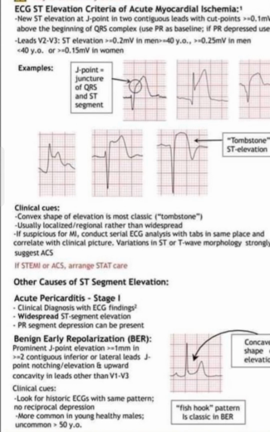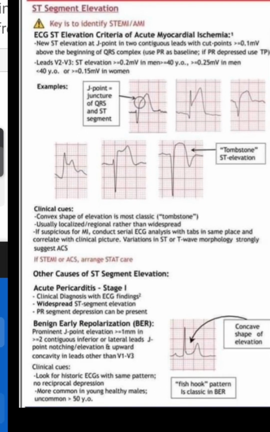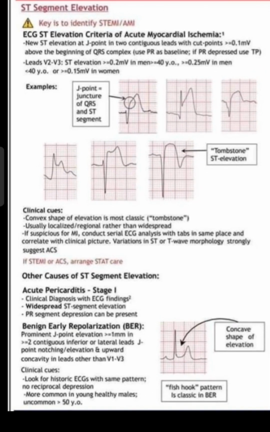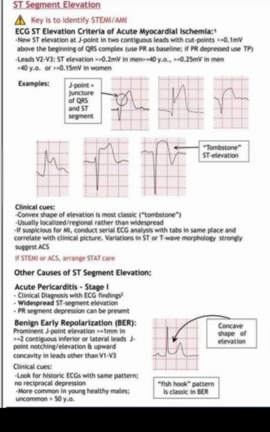Other kinds of ST elevations include acute pericarditis, a clinical diagnosis with ECG findings of widespread ST elevation with PR depression seen. Benign early repolarization is prominent J point elevation more than or equal to 1 mm in more than or equal to two contiguous inferior or lateral leads, with J point notching or elevation and upward concavity in leads other than V1 to V3.